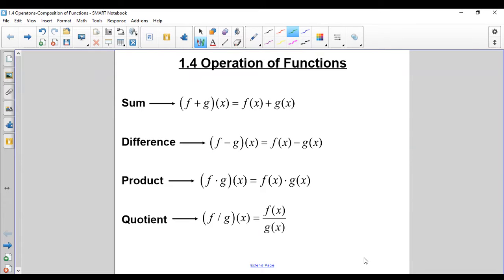All right, we're looking at operations of functions. Our operations are sum, difference, product, and quotient. Adding, subtracting, multiplying, dividing. The hardest part of these is just getting used to the notation. Make sure you take a look at this notation, see what it's asking you to do. Hopefully my setups on the next few problems will help you out as well. So let's check it out.